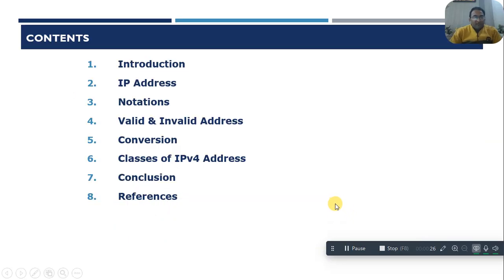as follows: the introduction about the Internet Protocol, what is the use of Internet Protocol in the Internet. Then we have IP address notations, how to identify the valid and invalid addresses. Then we have a conversion procedure for how to convert a binary format of an IP address into a decimal format. Then we will discuss the classes of IPv4 address. Mainly there are 5 classes. We will deal with that topic there. Then we have a conclusion and references for this lecture.